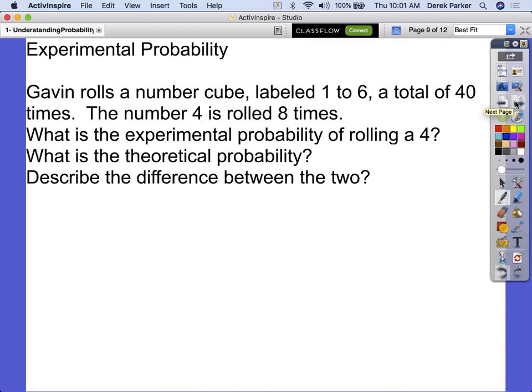Okay? Another experimental probability. Gavin rolls a number cube labeled 1 to 6 a total of 40 times. The number 4 is rolled 8 times. What is the experimental probability of rolling a 4? What is the theoretical probability of rolling a 4? Describe the difference. So I want you to put this video on pause, and I want you to try to find the experimental probability, then find the theoretical probability.